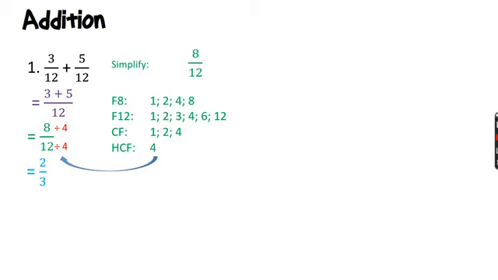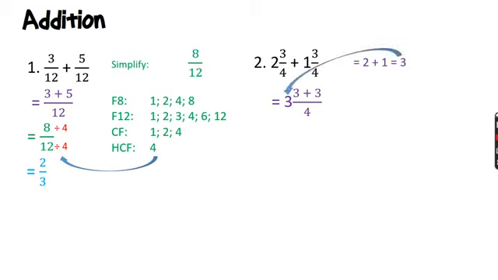Okay, let's look at the second example. 2 3/4 plus 1 3/4. Are my denominators the same? Yes, they are. Step 2, add the whole numbers. 2 plus 1 is 3. Therefore, I have the calculation 3 3/4 plus 3/4, which is 3 plus 3 over 4. Okay, this is going to give me 3 6/4.